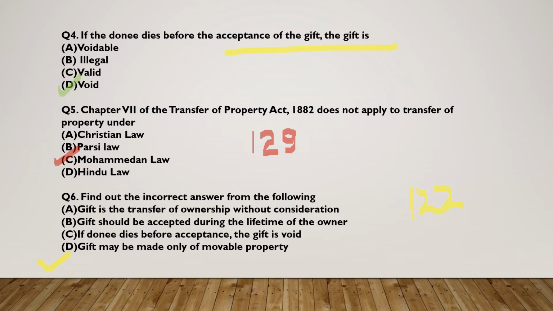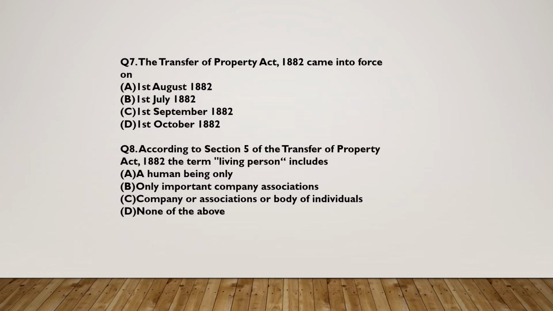Okay, now question number 7. It says the Transfer of Property Act 1882 came into force on. This is a very direct question. I think everyone knows the answer: the Transfer of Property Act came into force on 1st July 1882. Okay, option B is the correct answer. That is very direct.